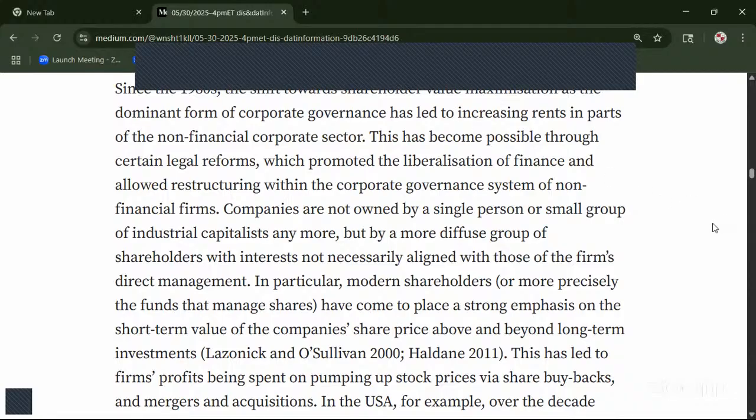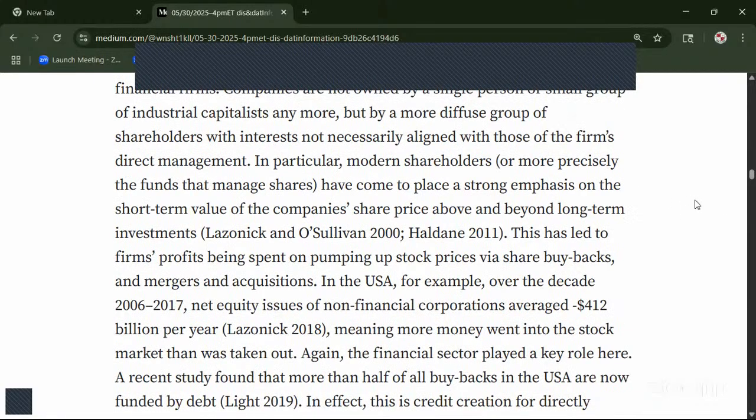This has led to firms' profits being spent on pumping up stock prices via share buybacks and mergers and acquisitions. In the USA, for example, over the decade 2006 to 2017, net equity issues of non-financial corporations averaged $412 billion per year, meaning more money went into the stock market than was taken out. Again, the financial sector played a key role here.